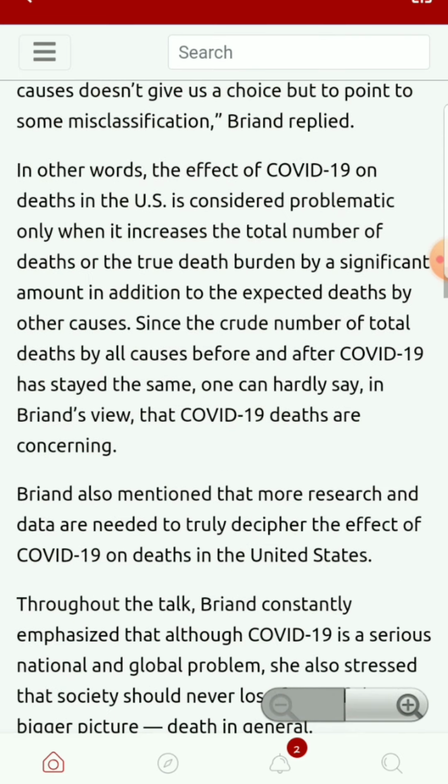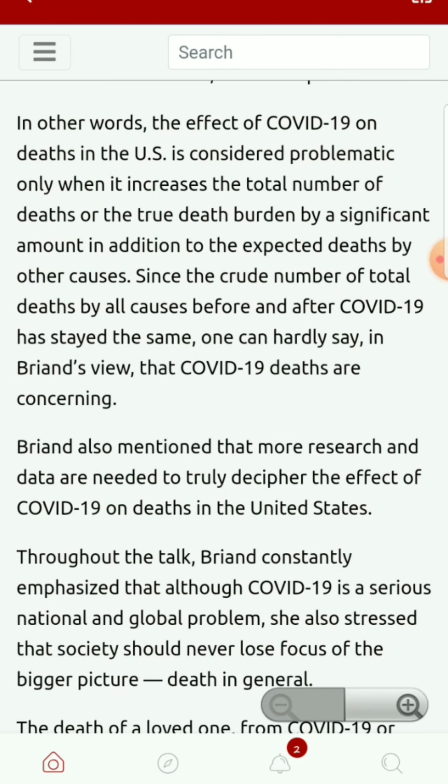In other words, the effect of COVID-19 on deaths in the US is considered problematic only when it increases the total number of deaths, or the true death burden, by a significant amount, in addition to the expected deaths by other causes. Since the crude number of total deaths by all causes before and after COVID-19 has stayed the same, one can hardly say that COVID-19 deaths are concerning.